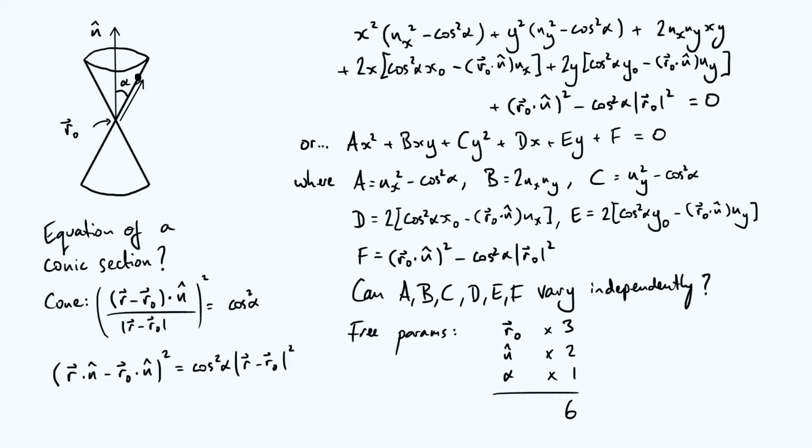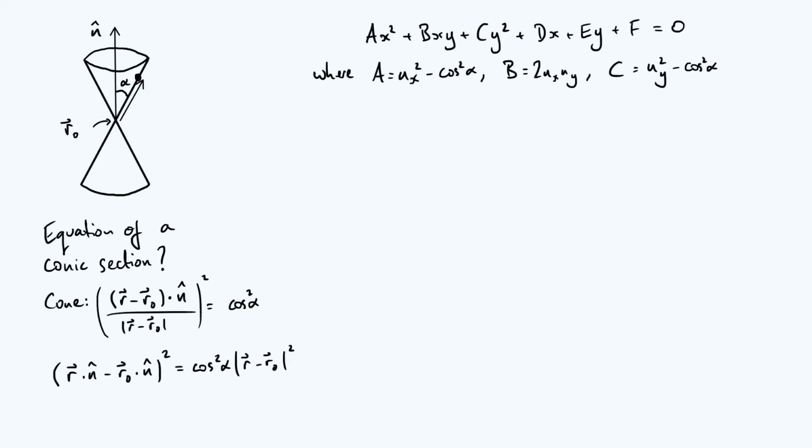Now, A, B, C, D, E, F is, of course, 6 parameters as well. And so because you have 6 degrees of freedom, you can indeed choose any combination of A to F that you like, and any given selection of A, B, C, D, E, and F must correspond uniquely to some particular choice of parameters of the cone, because we have 6 degrees of freedom.